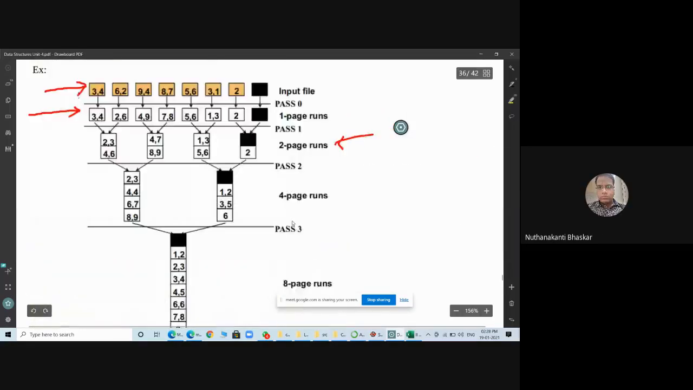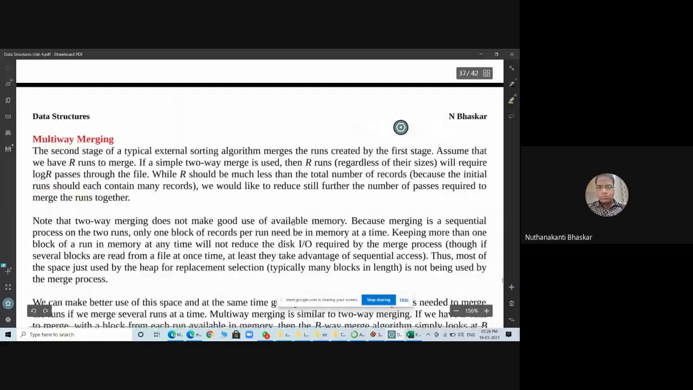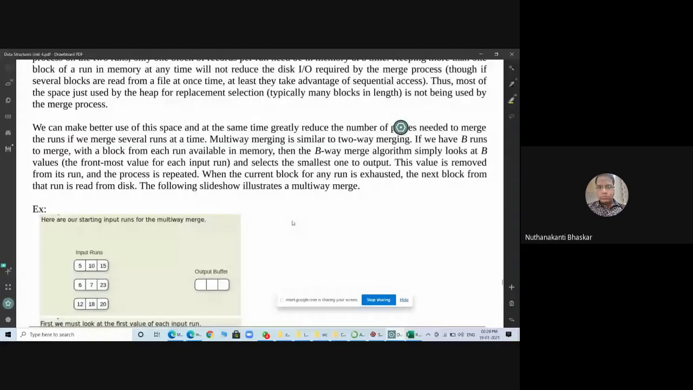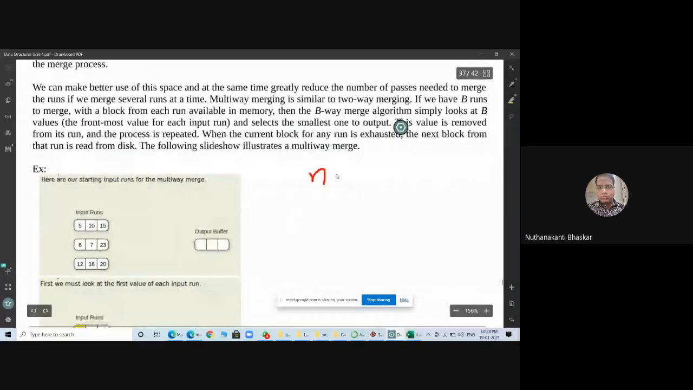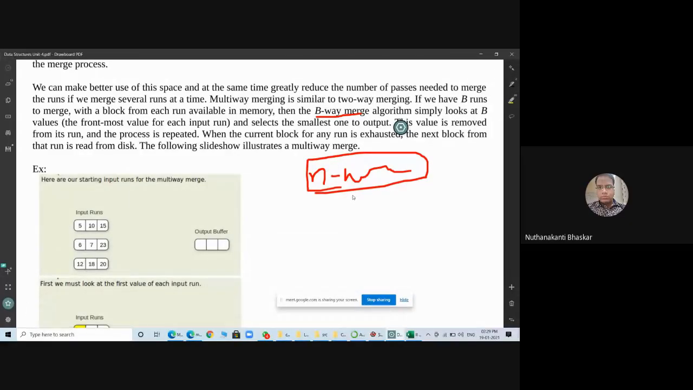But in M-way multi-way merging, external sorting, we can take n number of chunks. B-way is nothing but a many number. You can take n number of chunks at a time. Are you clear? At a time you can take n number of chunks. Are you clear? Yes, sir.